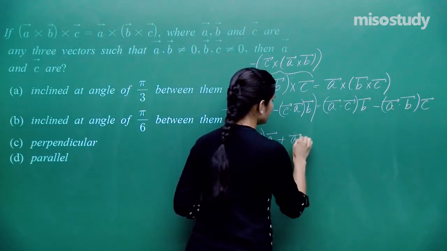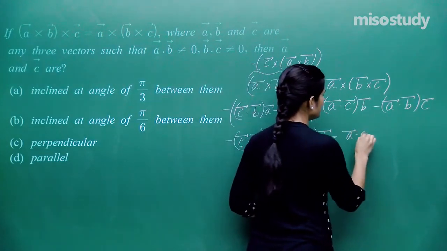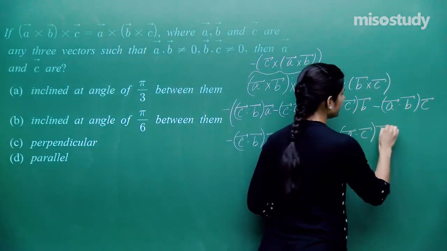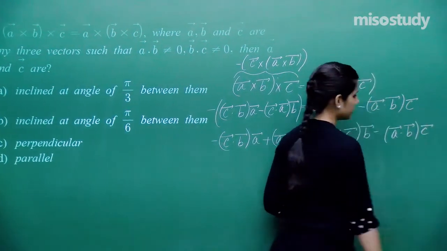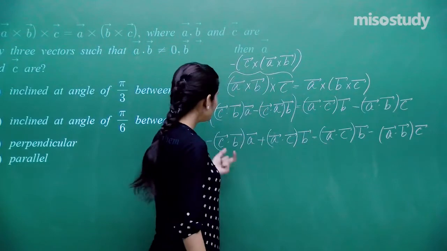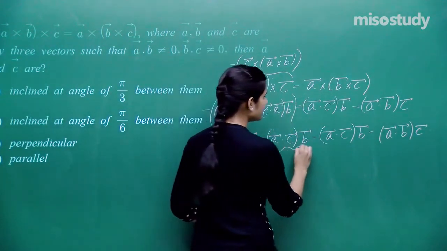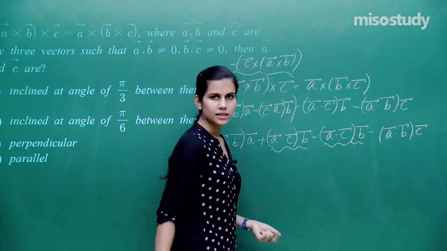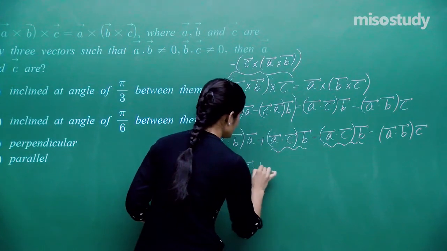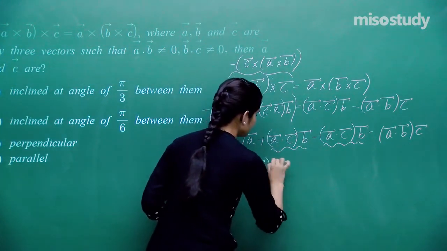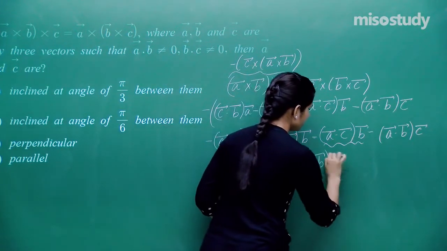So this will be (A dot C) times B minus (A dot B) times C. I'm just solving this first expression which was given in the question. Now obviously you can see this and this are the same, so they are going to give you the null vector. You are left with (C dot B) times A equals (A dot B) times C.